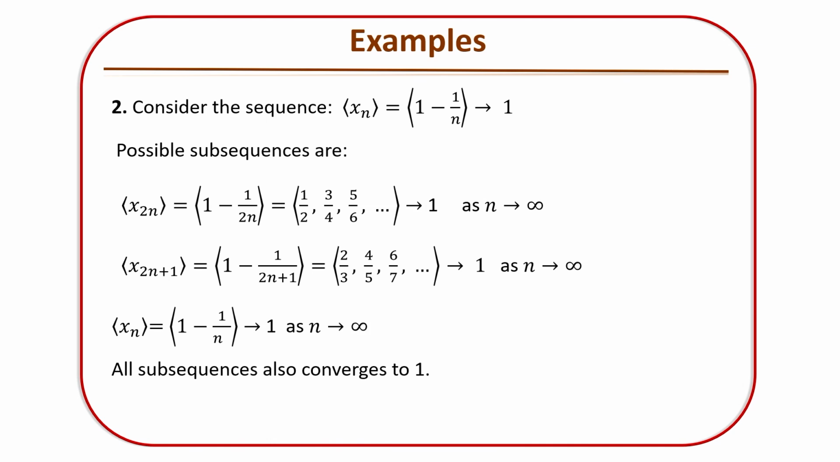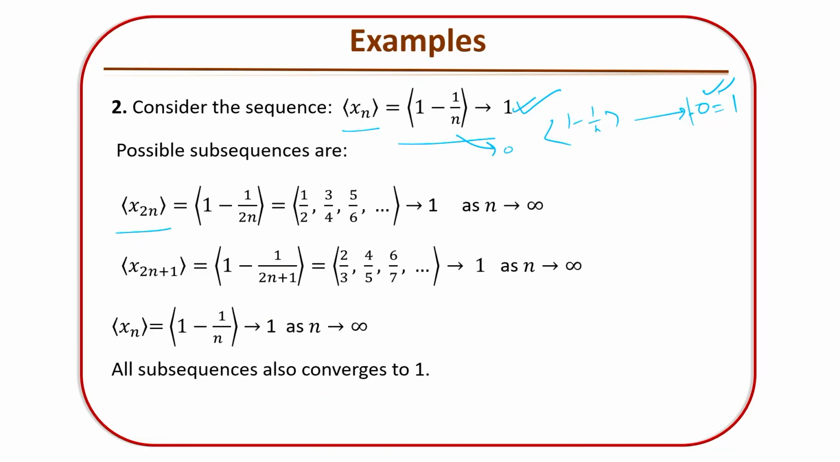Consider the sequence x_n equal to 1 minus 1/n, and we have already learned where it converges. So 1/n is converging to 0, hence 1 minus 1/n also converges to 1. 1 minus 0 equal to 1, right? So x_n is a converging sequence, converging to the limit point 1. Now whatever subsequences you can create from that sequence, they also converge to 1 only.